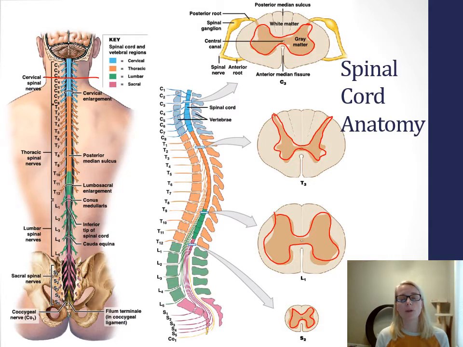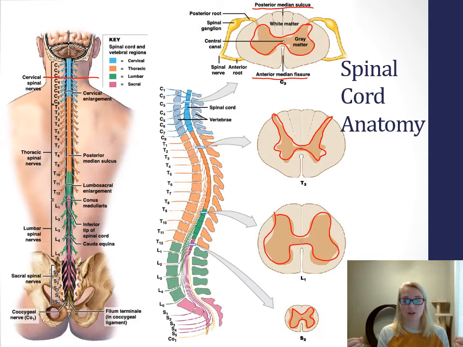We can also see some other directional term landmarks. So here we have an anterior median fissure. So it's on the anterior side of the spinal cord, and it's a fissure, which is like a big groove. And then on the opposite side, we have a posterior median sulcus. Sulcus is like a little groove, right? And then we have some roots coming off. So these are nerve roots.